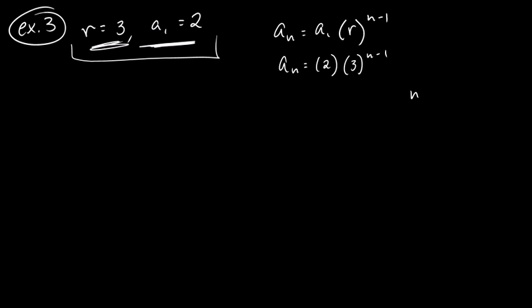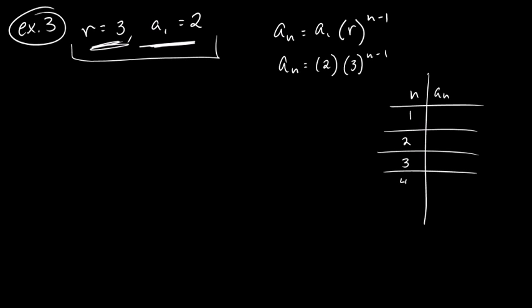So this means I need to find a couple points. Alright, so I'm going to go ahead and plug in 1, 2, 3, 4, 5. So if I plug in 1, I get 2 times 3 to the 1 minus 1. I need to take care of my exponents first. So 1 minus 1 is 0, 3 to the 0th power is 1, so that's 2 times 1, which is 2. And then I get 2 times 3 to the 2 minus 1. That ends up being 3 to the first power, which is 3. So 2 times 3, 6.